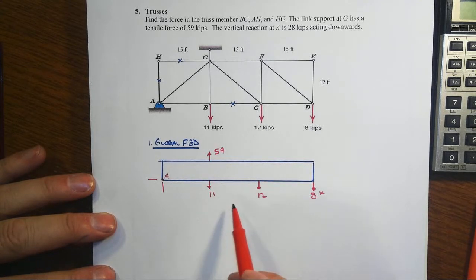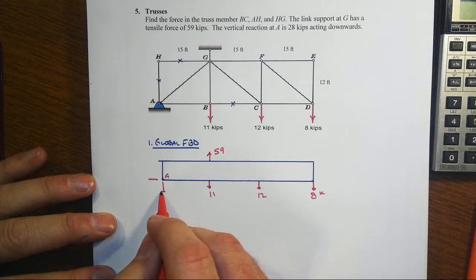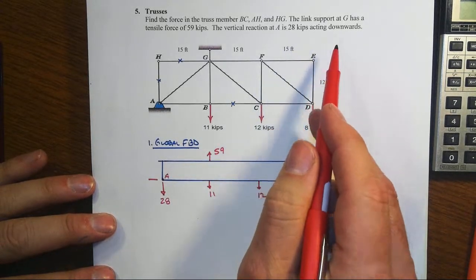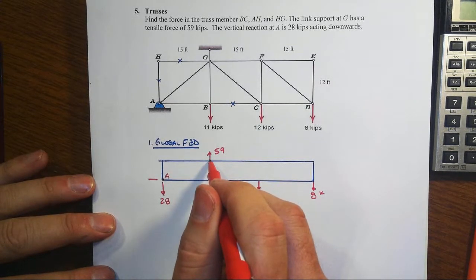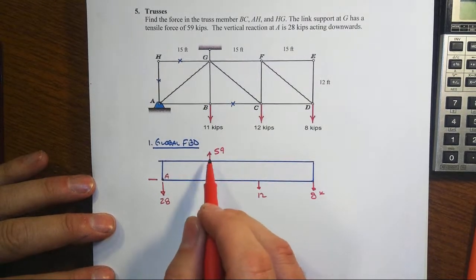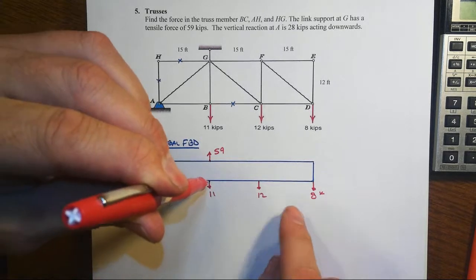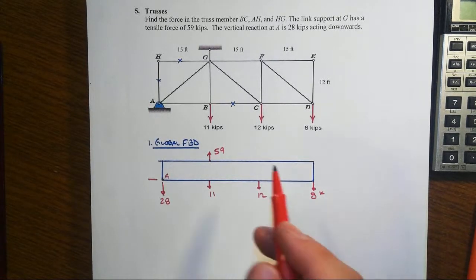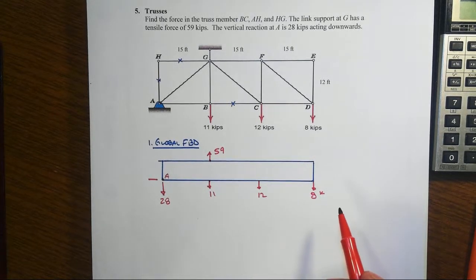59 is a lot more than 11 plus 12 plus 8. That would be 31. So that's one reason to know that at A, the vertical is acting 28 kips downwards. But also, if we were to sum moments about, well, let's not sum moments about G. Let's sum moments about B. The 59 goes through there, the 11 goes through there, the 12 and the 8. Well, that doesn't tell us anything about AX. Let's go back to summing moments about G. Wait a minute, that doesn't help any.